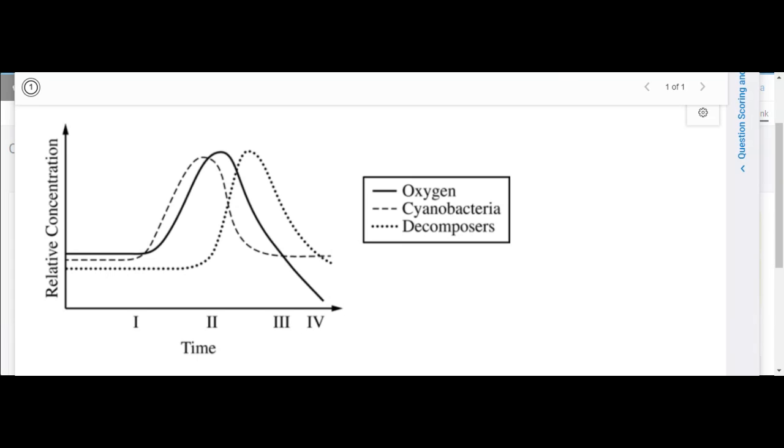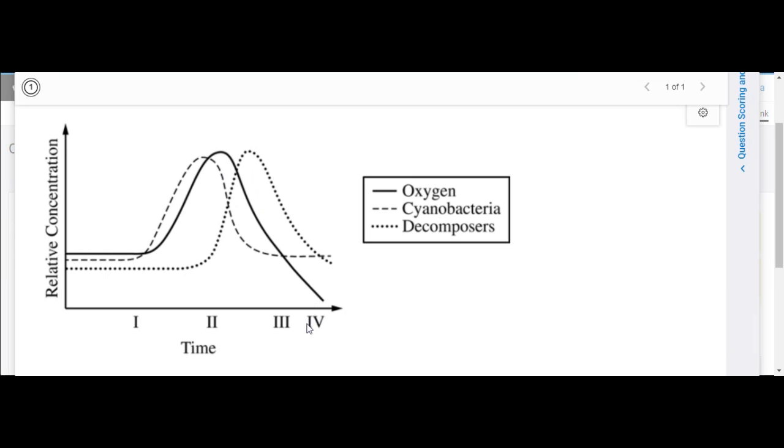You've got 50% of the question right just by saying that, except that you have to write it in a complete sentence. So you would have to say something to the effect of: between time intervals 1 and 2, the oxygen gas is increasing. This would be caused by the photosynthesis being done by cyanobacteria. There. That would be 50% of the question right.